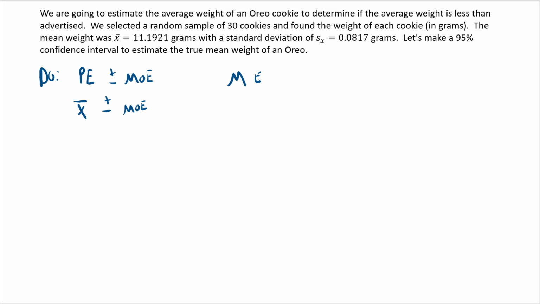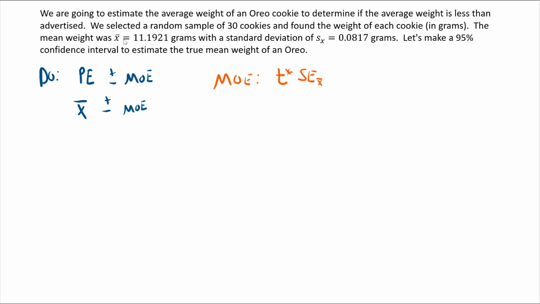let me use a different color just so it makes it a little bit easier to follow. So we're going to do the margin of error. The margin of error is going to be, in this case, your t star times your standard error. With that, we're going to have to do a little extra calculations to figure this out and look at a couple different areas.